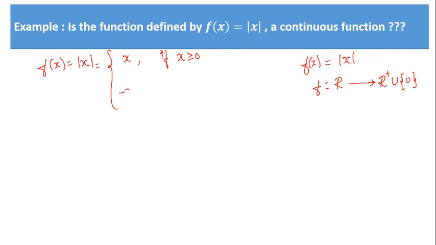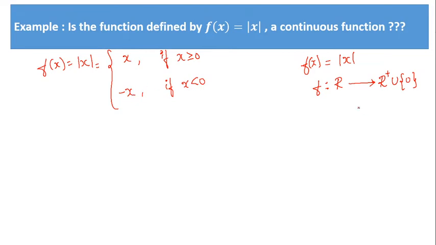Okay, and it is minus x if x is less than 0. So what do you mean by minus x? If x is less than 0, you are taking negative values, but modulus makes even a negative value positive. So we are defining it as minus x. Already x is negative, so negative into negative becomes a positive value.